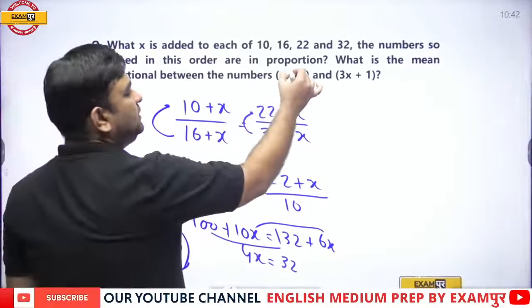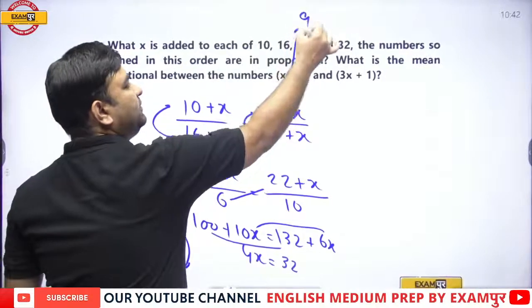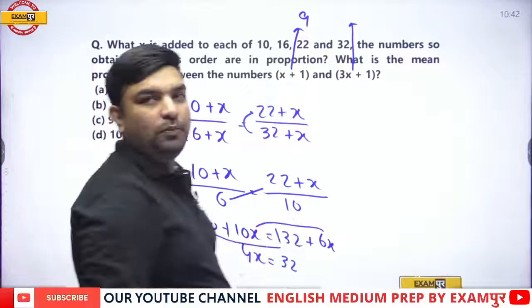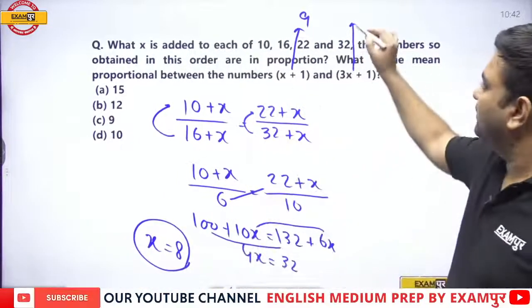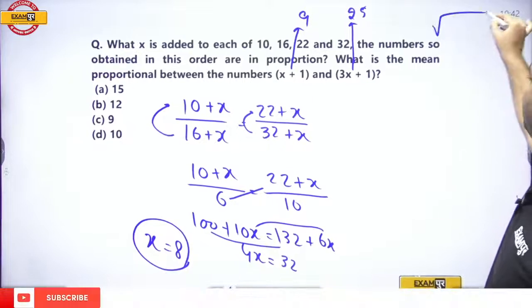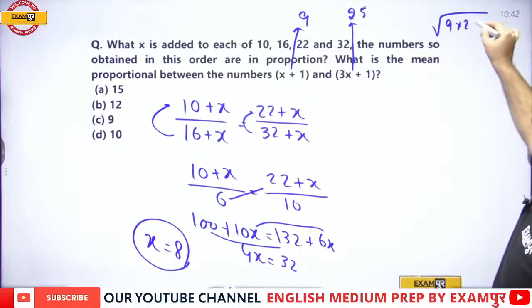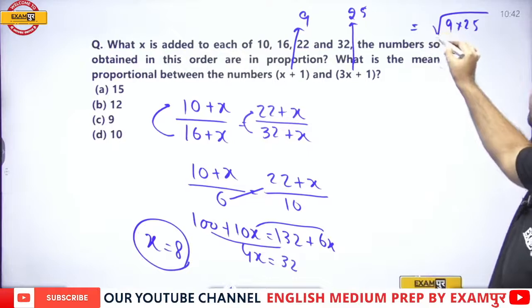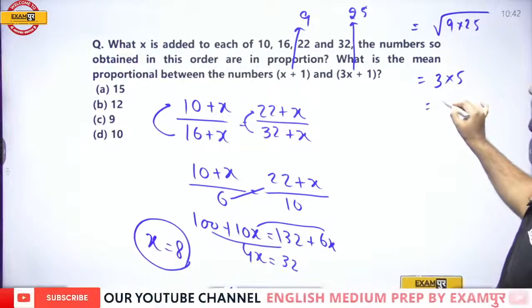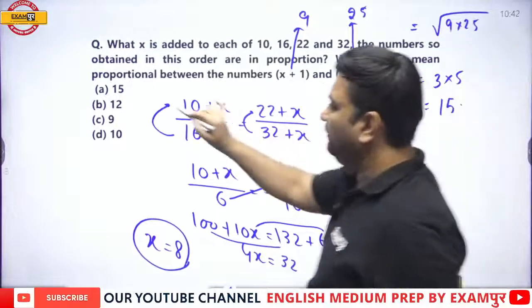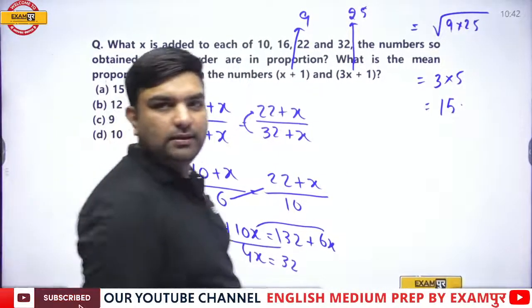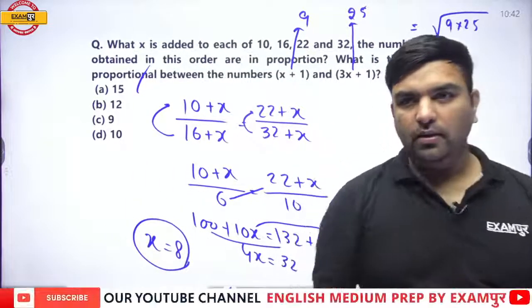X is 8. So the numbers are 8 plus 1, 9, and 8 times 3 is 24, 24 plus 1, 25. So what is the mean proportion of 9 and 25? It's root of 9 into 25, which is about 3 into 5. Please do watch out, guys. Is it 100% clear now?